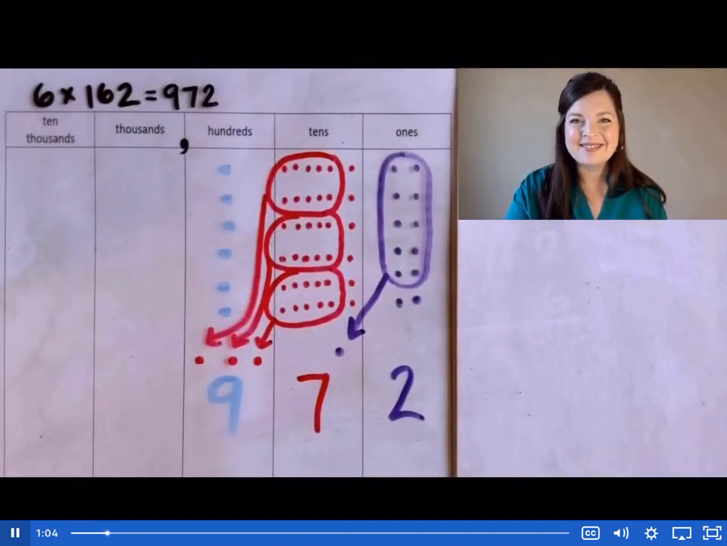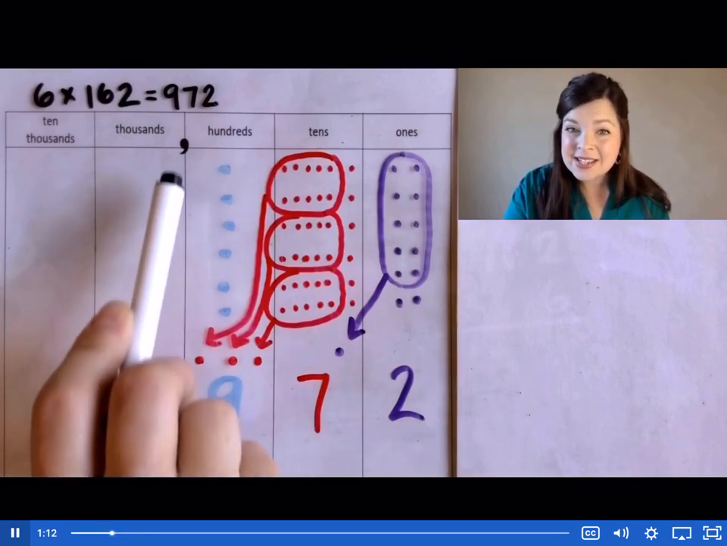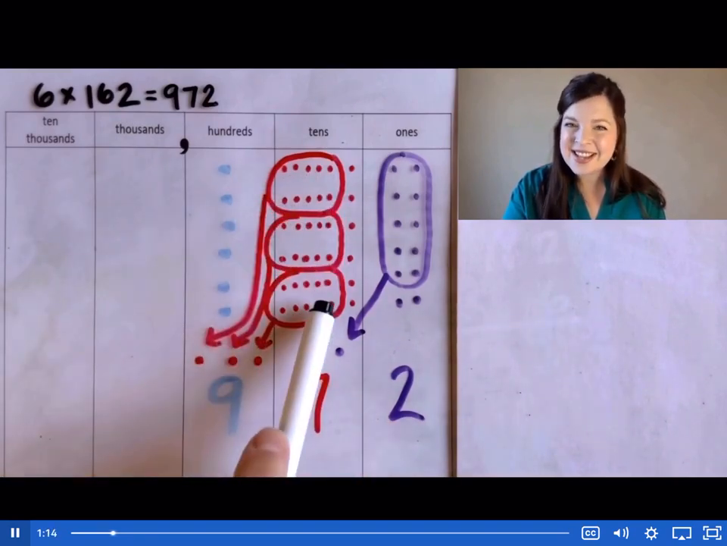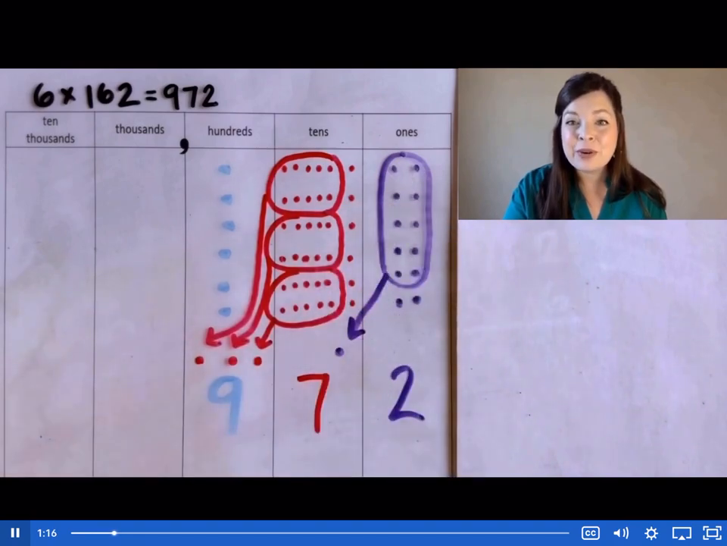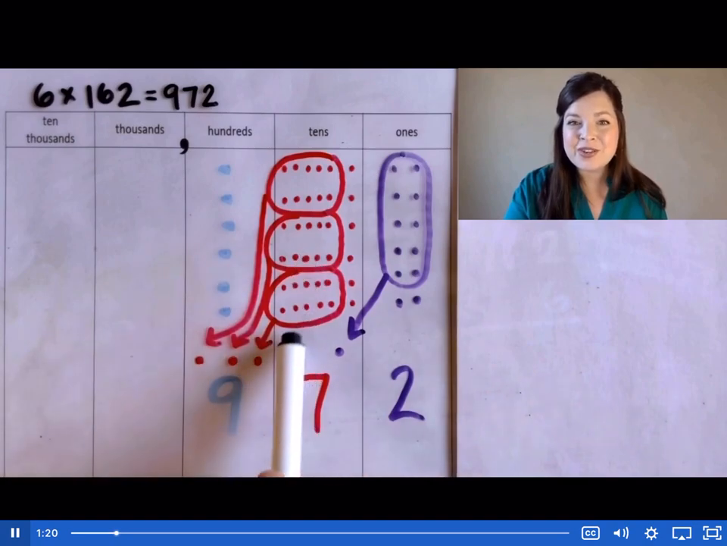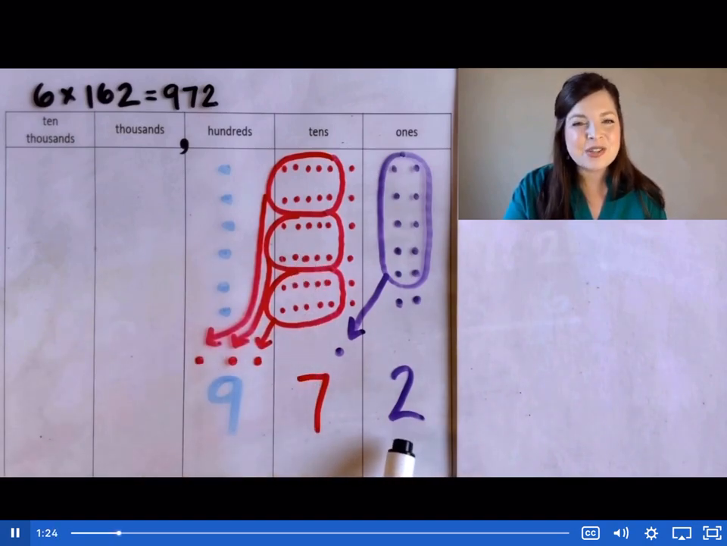Welcome back. Did you need to regroup? I found we did need to regroup. At first, on my place value chart, I had 6 hundreds, 36 tens, and 12 ones. And I regrouped 10 ones for 1 ten and 30 tens for 3 hundreds. So my answer is 9 hundreds, 7 tens, 2 ones, or 972. Is that what you got?